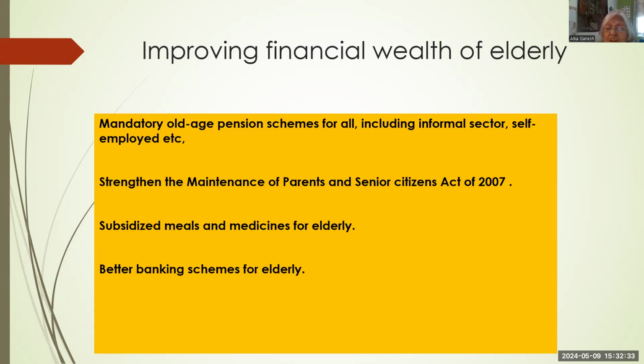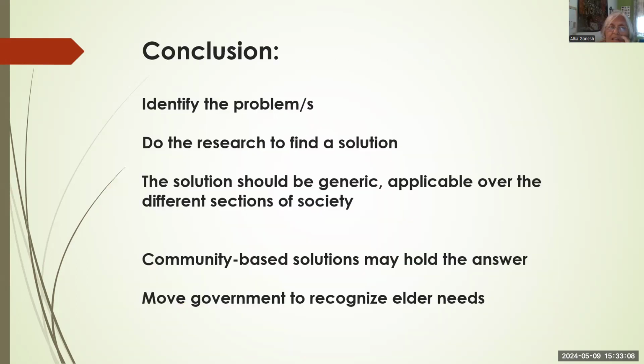Strengthen the Maintenance of Parents and Senior Citizens Act. So we have a law in our country which says you have to maintain your parents. And if the parents put in a complaint about the child, that they are taking away my money, they're not maintaining me, they can actually be pulled up. But very few people really use this law. There should be subsidized meals, subsidized medicines, and the banking systems. Older people may not be able to do the new electronic kind of net banking, etc. So it has to be made elder friendly.